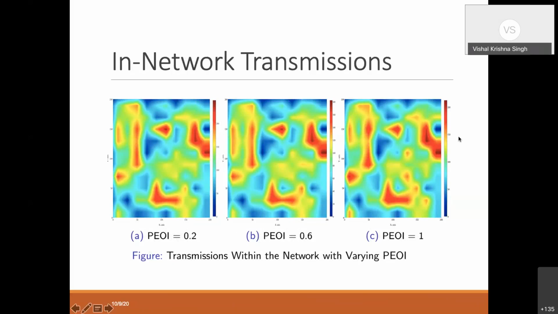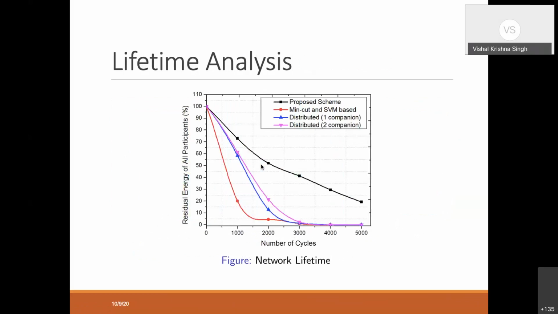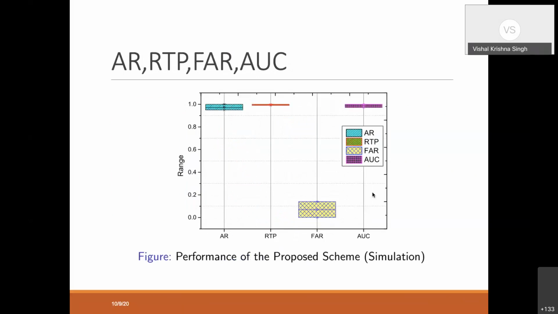The in-network transmission is quite uniform because of the compressive sensing method which we use for data transmission. Because of the optimized in-network data transmission, the network lifetime is much better; you can see the proposed scheme is able to achieve a much better lifetime. However, as far as the main objective of the work is concerned, these are the factors we were primarily interested in: accuracy rate, rate of true positive, false alarm rate, and area under coverage.